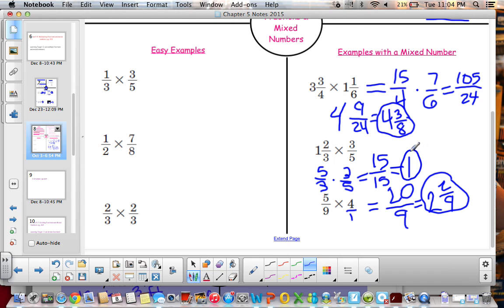So when you're doing your classwork, it could and should look somewhat like this. I have all of my work shown, and at the very end, I circle my answer.